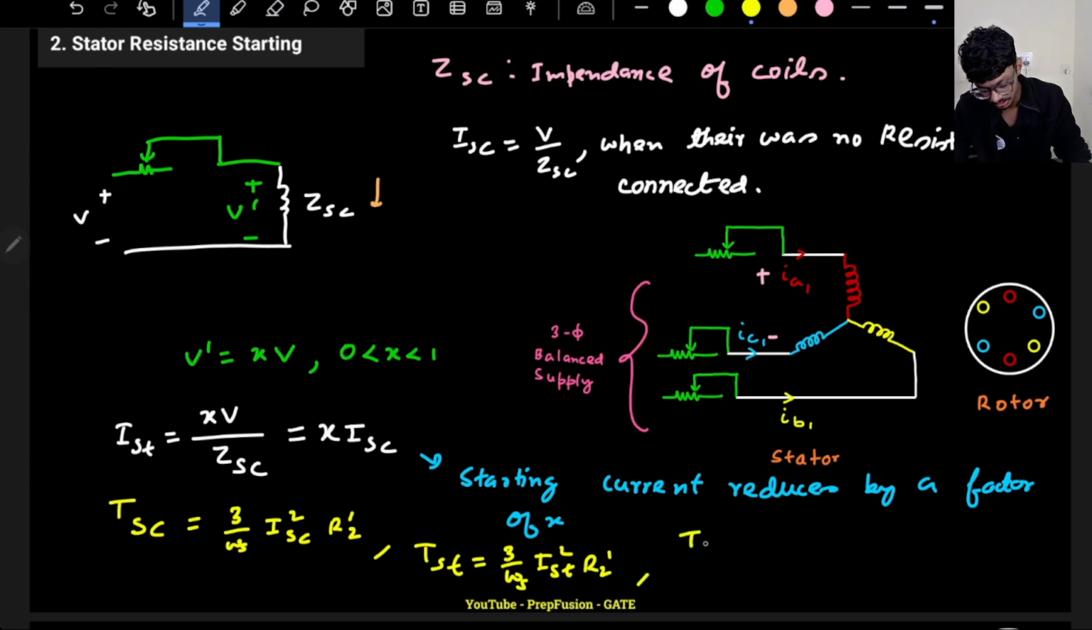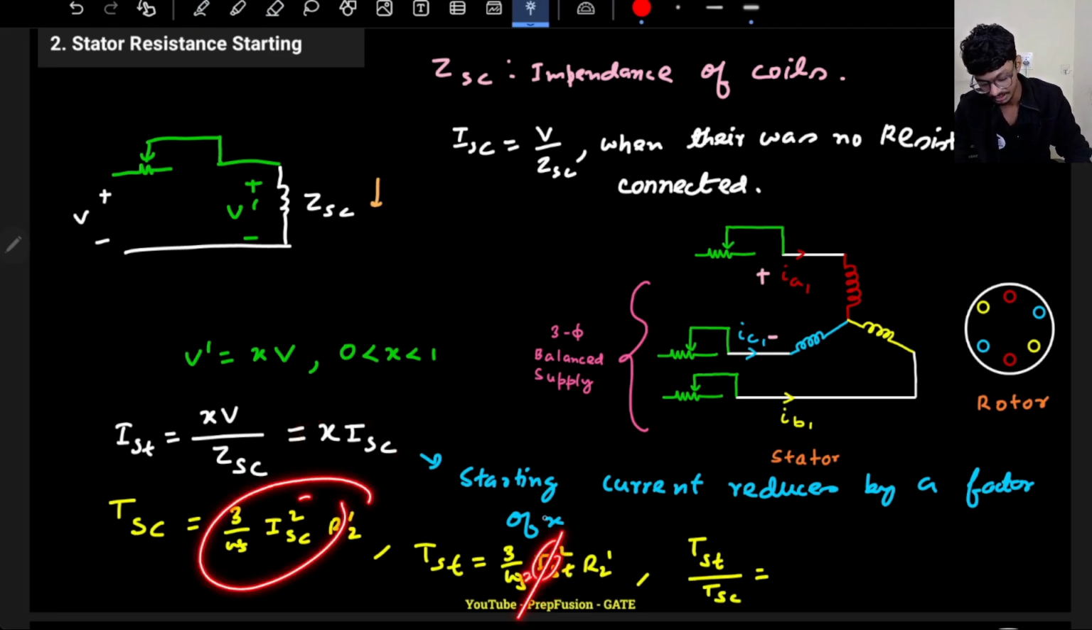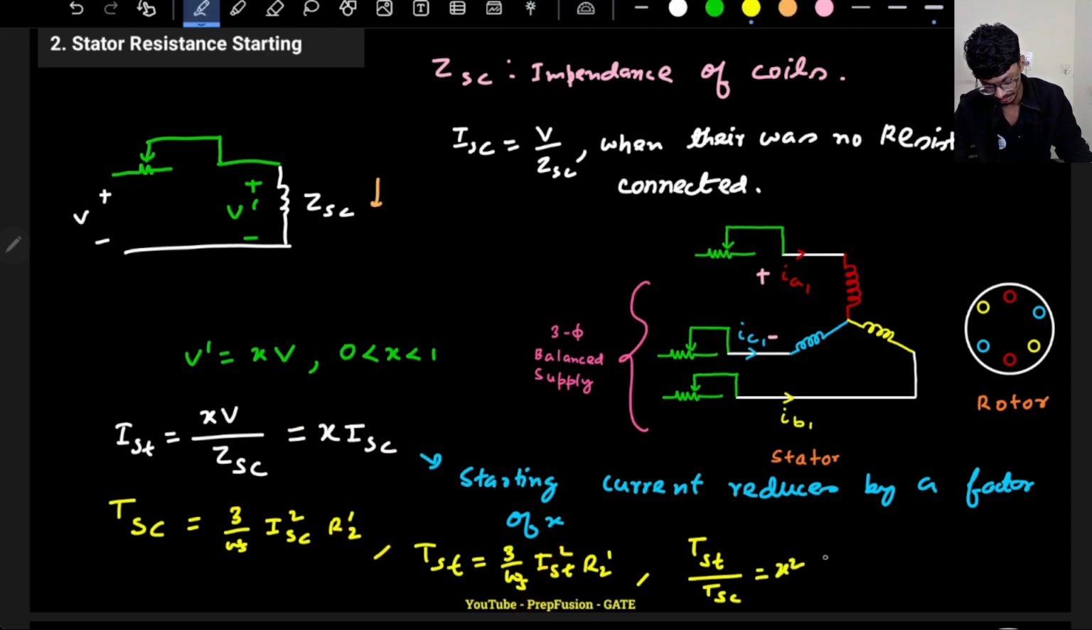If I want to take the ratio, how much is the starting torque getting reduced? T starting divided by TSC will be basically IST, which is X into ISC, so it will be X square into ISC whole square over ISC whole square. Everything else will cancel, only X square will remain. Don't have to mug this up, but understand that the starting torque is getting reduced by a factor of X square.